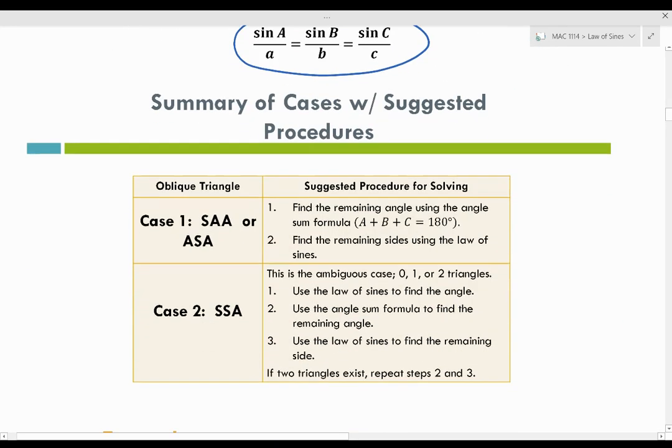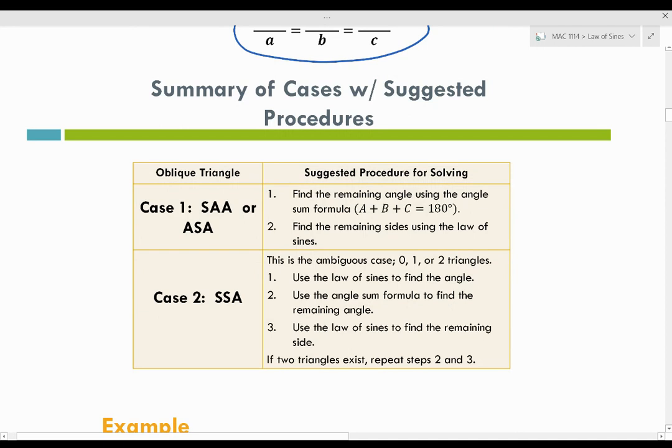All right, so as we are looking at the two cases that we're going to apply the law of sines to, we're either going to fall in case 1 or case 2. So we've got some suggested procedures for solving. If our triangle falls in a side-angle-side or an angle-side-angle case, the first thing we're going to do is find the remaining angle using the angle sum formula, which says that all three angles in our triangle have to sum to 180. And then we're going to find the remaining sides using the law of sines. So if you have a triangle that falls in case 1, those are the steps you're going to follow.